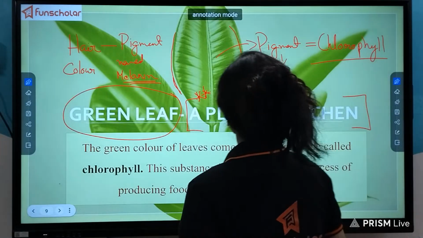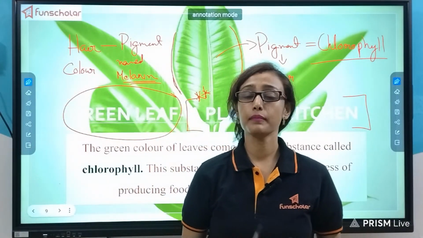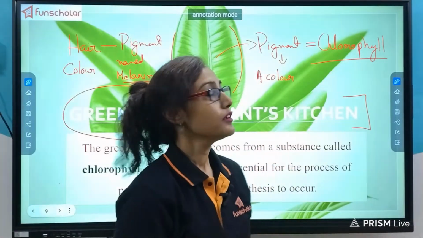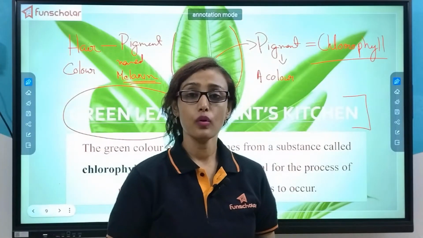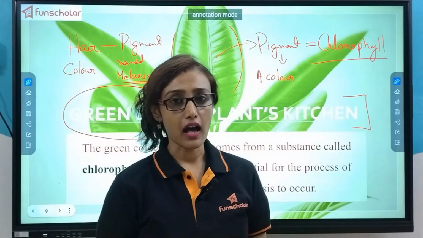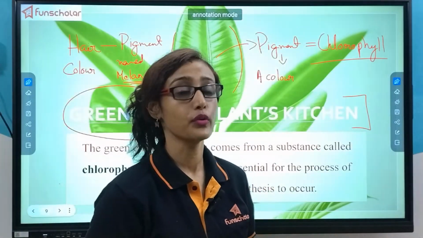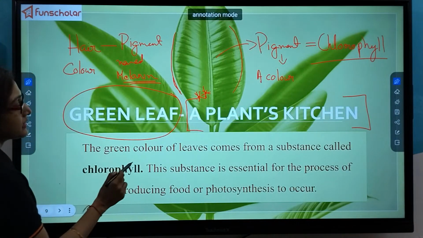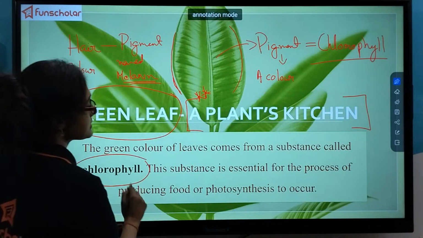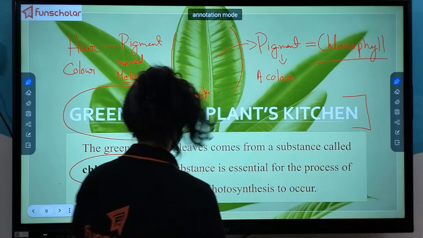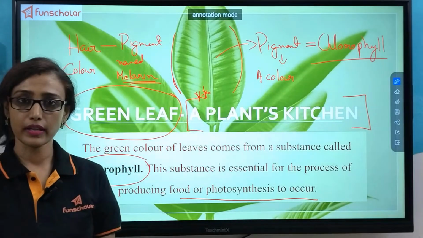Okay. So the green color is present only in the green parts of the plant, and if this pigment is not present, then no photosynthesis. So, why are leaves green in color? If they ask you, the answer will be due to the presence of the pigment called what? Chlorophyll. Now read. The green color of the leaves comes from a substance called chlorophyll. This substance is essential for the process of producing food, or photosynthesis, to occur. Okay?